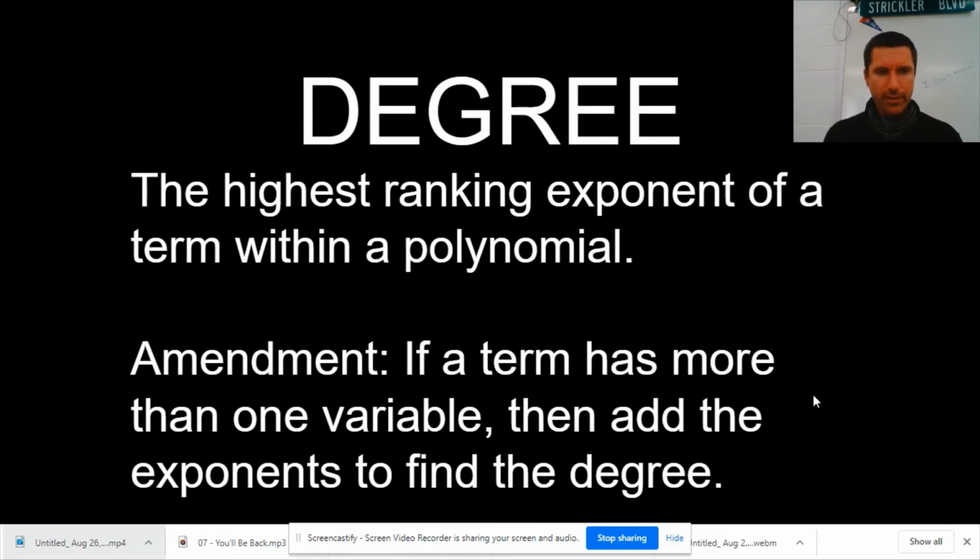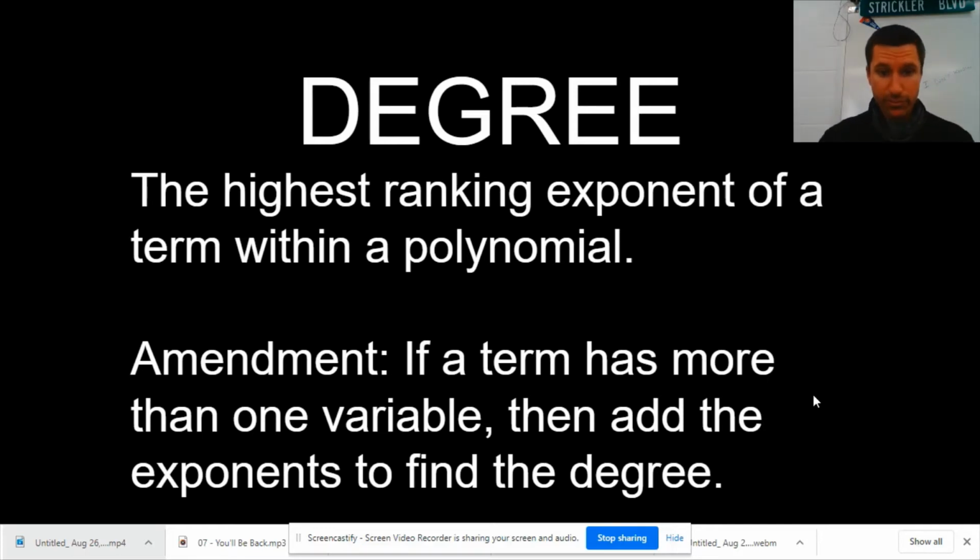Okay, degree. The highest ranking exponent of a term within a polynomial. So let me say that again. So if you have three terms in your polynomial, and you have an x squared term and x to the first and maybe a constant, the highest ranking exponent would be a 2, therefore it's a degree 2.